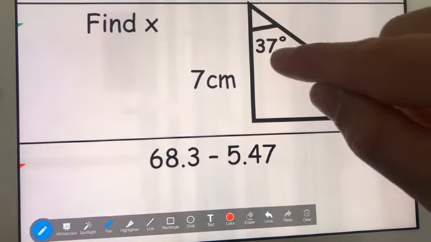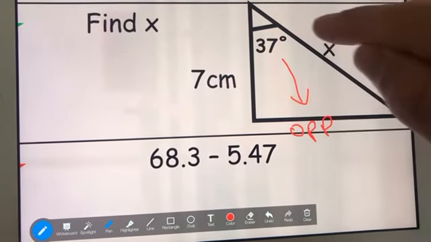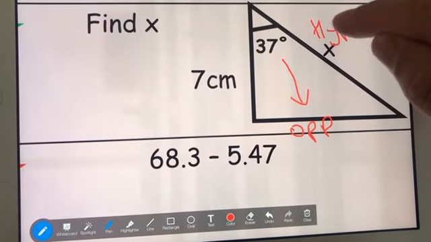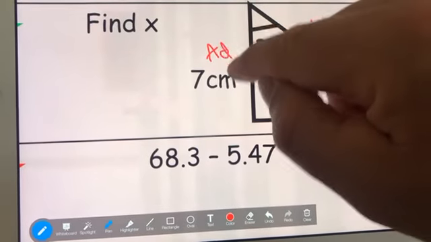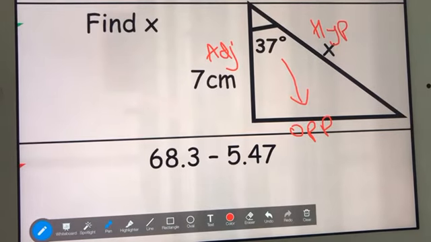Okay, there's my angle. So this side, I'm going to label my sides first. This is the opposite. This is my hypotenuse. And this is my adjacent. Adjacent just means next to. Opposite is opposite the angle. Hypotenuse is the long side in a right angle triangle.